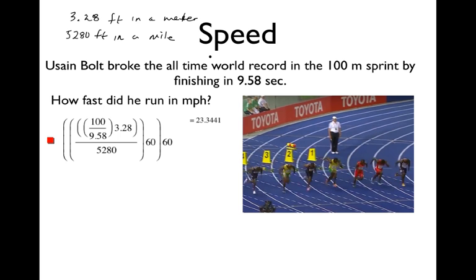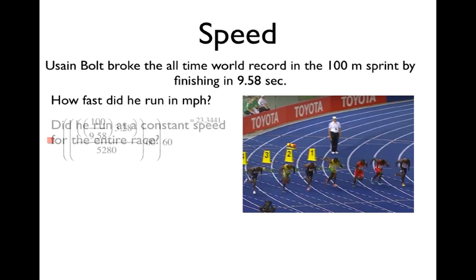Okay, so I'm confident that you were able to talk through that. 23.3 miles per hour. Did he run at 23.3 miles per hour for the entire race? No. Well, that's what we get when you take 100 meters in 9.58 seconds, right? So then what is that number? If you didn't run at constant speed for the entire race, what's the 23.3?